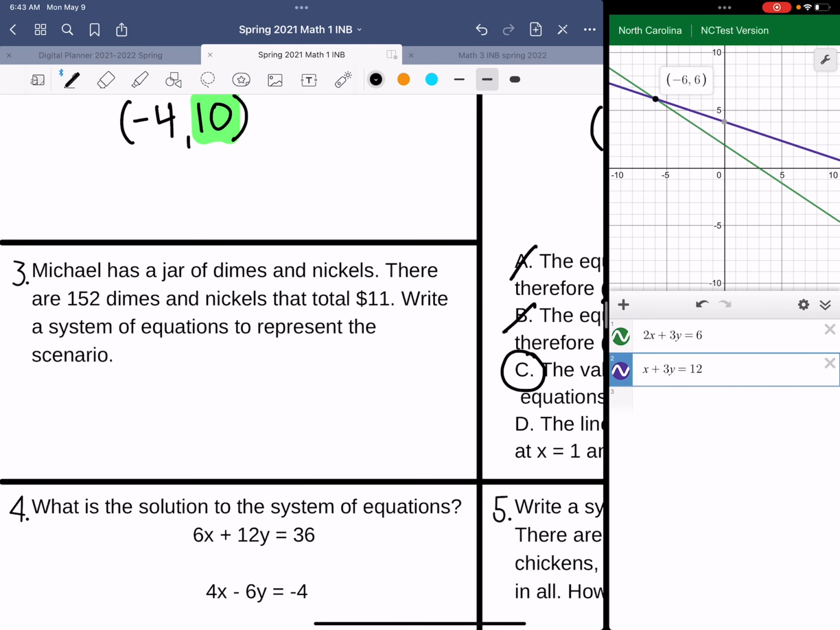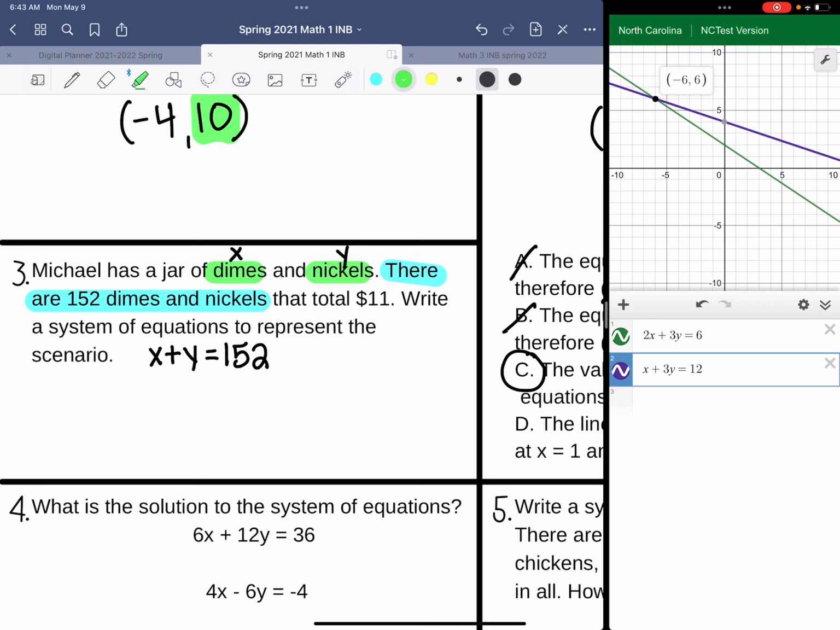Now the next one we actually have to write the equation for. So we've got to be mindful about what it's saying. So it says Michael has a jar of dimes and nickels. So I'm going to say that dimes is x and the nickels is y. So it says in this first sentence, there are 152 dimes and nickels with a total of $11. Now, I'm going to backtrack for a second and just talk about how many coins there are. They want us to just write the scenario. So if we're talking about how many coins, we don't know how many dimes and we don't know how many nickels, we know there's 152. So we know the dimes plus the nickels equals 152 coins.